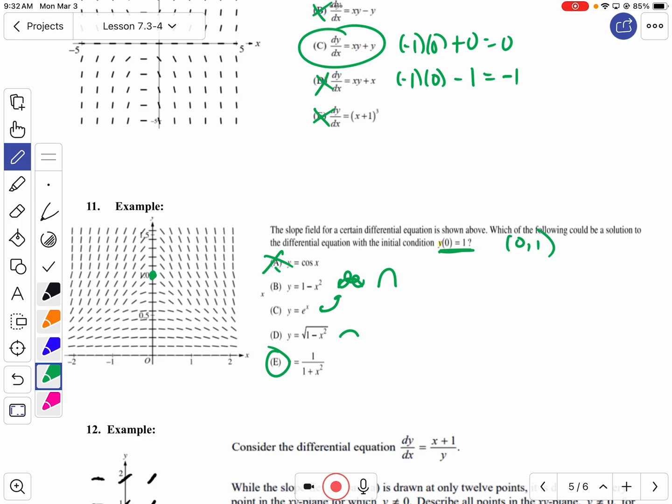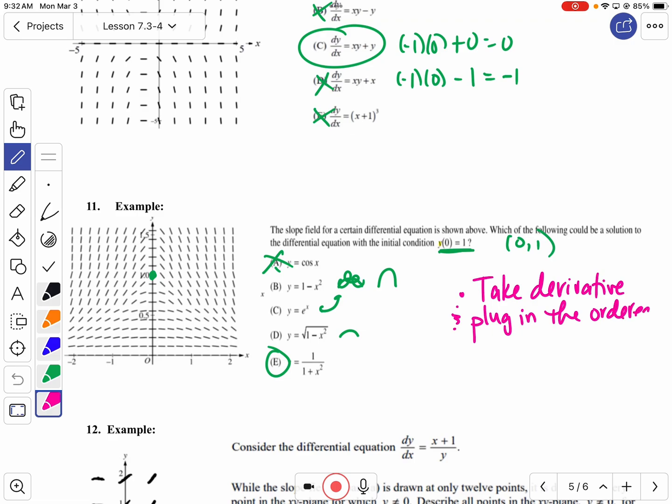Now, another strategy you can use is to take the derivative of all of those and plug in that initial condition and see who works. So another strategy for that is to take the derivatives and plug in the initial condition. Right, so there's another strategy for you for that one.